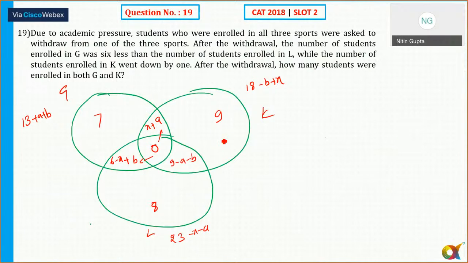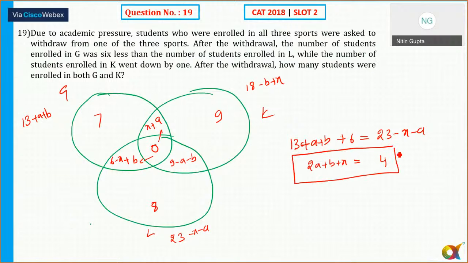Now it says that after the withdrawal, the number of students enrolled in G, that is 13 plus A plus B, was 6 less than the number of students enrolled in L, that is 23 minus X minus A. So what does this value come out to be? You can see 13 plus 6 is equal to 19, and 23 minus 19 is equal to 4. A will come to the right hand side, so that is 2A plus B plus X is equal to 4.